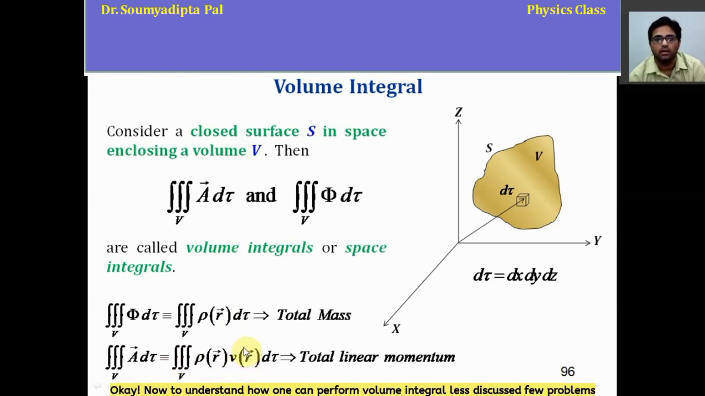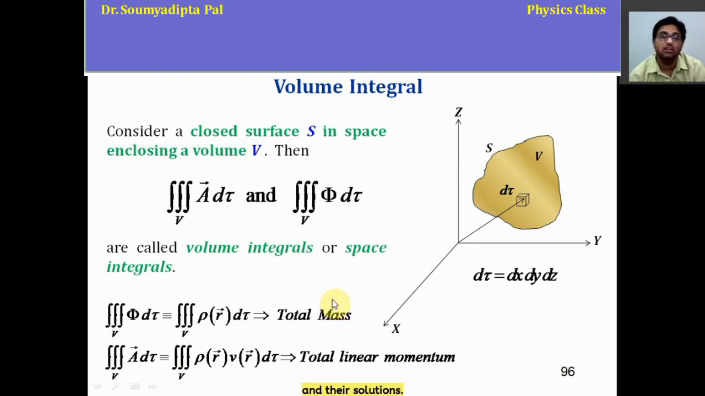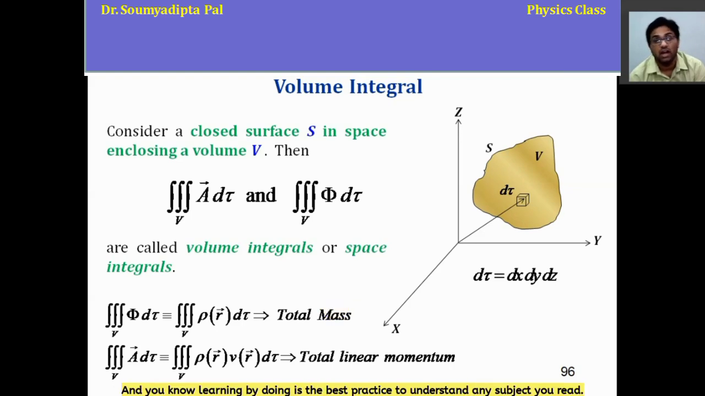Okay. Now to understand how one can perform volume integrals, let's discuss a few problems and their solutions. And you know, learning by doing is the best practice to understand any subject you read. Right? So let's start with the first problem.